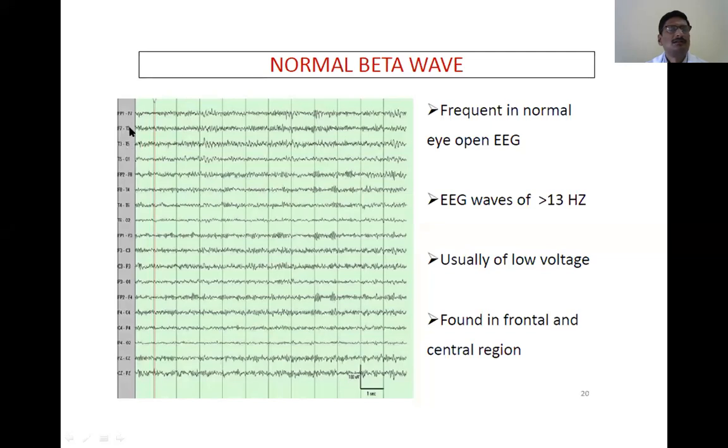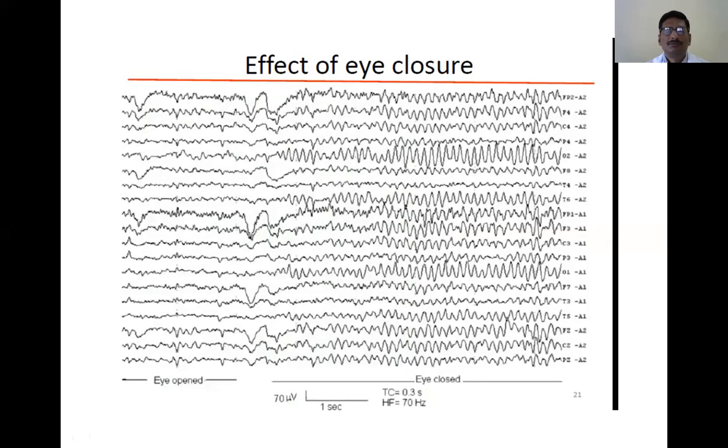These are taken between two leads, a bipolar recording system. So again, this is the alpha effect of eye closure. You can see the normal alpha pattern is recorded, where here the eye is open and here the eye is closed.